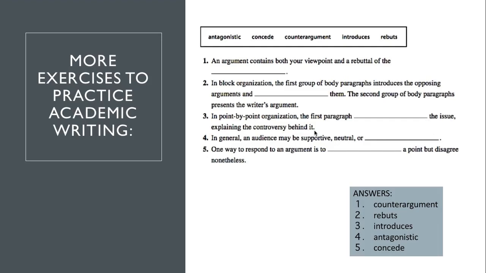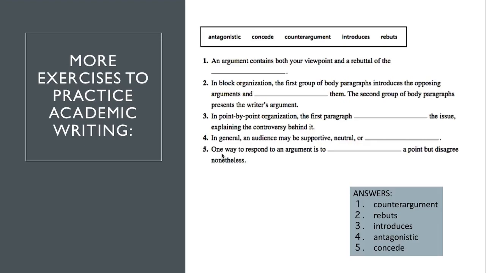Now, really what we're after is what's called point by point. That is, your first paragraph, the introduction, will introduce the issue. 4, in general, an audience, that is your reader, might be supportive, neutral, or antagonistic. So they may disagree with you, your position.